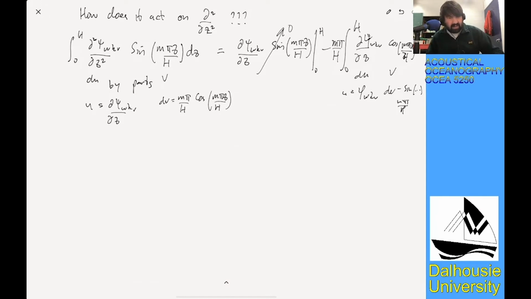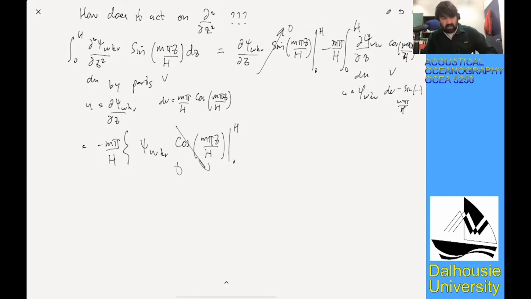And so when we do that by parts again, we're going to wind up with a minus m pi over h all out front. We're going to have this guy here and a cos m pi z over h. Nice thing about this is we know that our function at the boundaries has got to go to 0. So that's going to go away. Then we're going to have a plus sign. When we add the minus sign there, we're going to have m pi over h again from the derivative again. We integrate from 0 to h.